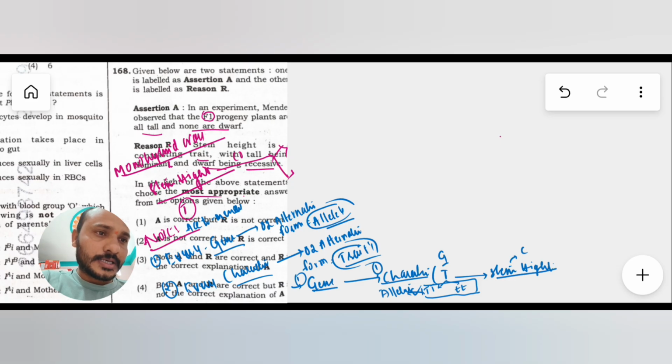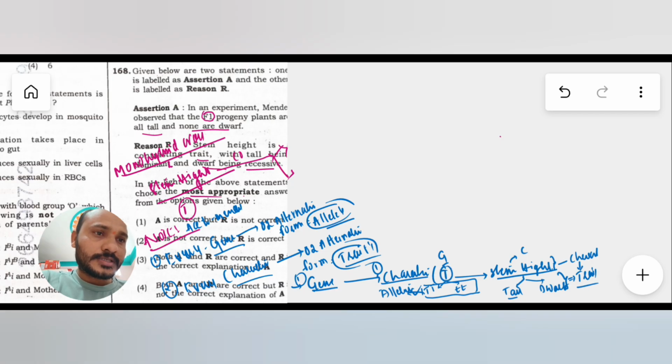Likewise, every character has two alternative forms. Like stem height has two alternative traits. Here stem height is a character and it also has two alternative forms, which are said to be traits. So stem height has tall or dwarf. Tall or dwarf are traits and stem height is a character. So every character has two alternative forms, they are said to be traits.